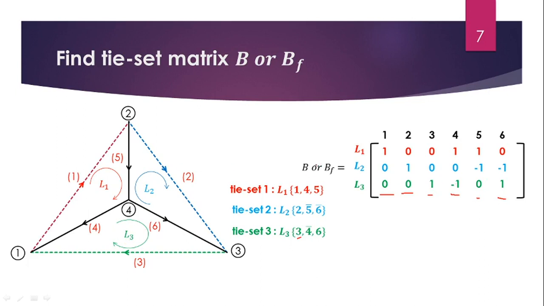In this way we can find the tie set matrix. And the order here is 3 by 6, as the number of links is 3. So this second step is also over. Once we find the tie set matrix, we may use it in the next finding.